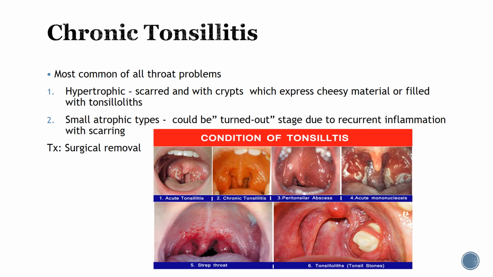For chronic tonsillitis, this is the most common of all throat problems. This is due to hypertrophic, scarred tonsillar crypts, which express cheesy material. Small atrophic types could be seen in the end stage due to the recurrent inflammation with scarring. Treatment is surgical removal.